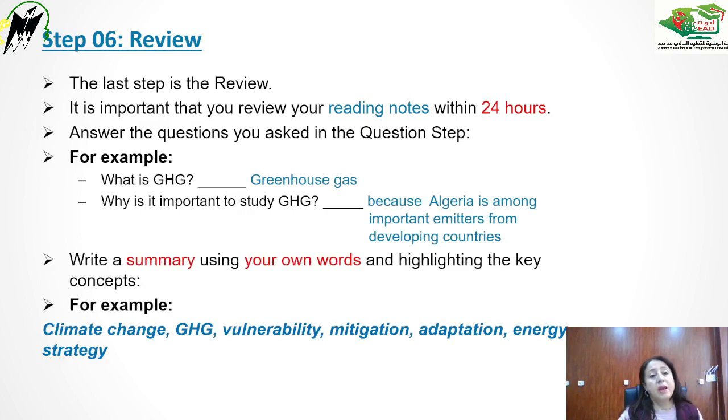Step 6. Review. The last step is review. It is important that you review your reading notes within 24 hours. Answer the questions you asked in the question step. For example, what is GHG? Greenhouse gas. Why is it important to study GHG? Because Algeria is among important emitters from developing countries. Write a summary using your own words and highlighting the key concepts. For example, climate change, GHG, vulnerability, mitigation, adaptation, energy strategy.